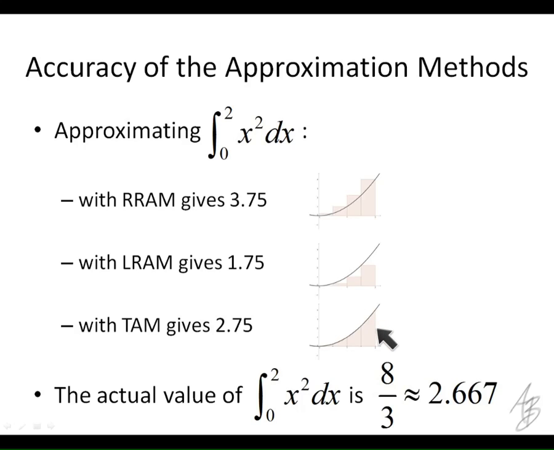And with our trapezoid approximation method, we're going to get a picture that looks like this, and it's clear from the picture that we get an approximation that's a lot more accurate. This area right here that's shaded in looks a lot closer to the area between the curve and the axis than the LRAM and the RRAM did. And we can also see that our answer 2.75 is a lot closer to the exact answer of 8/3, or approximately 2.667, rounded to the nearest thousandth.